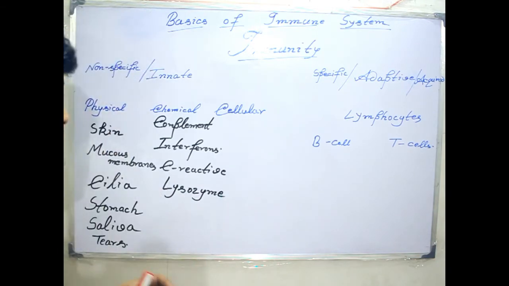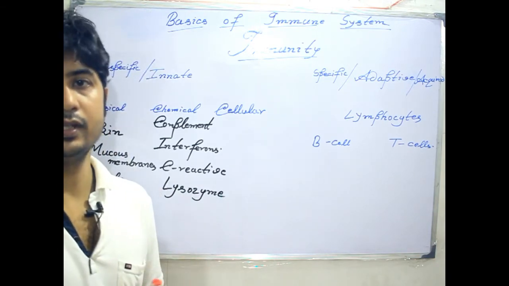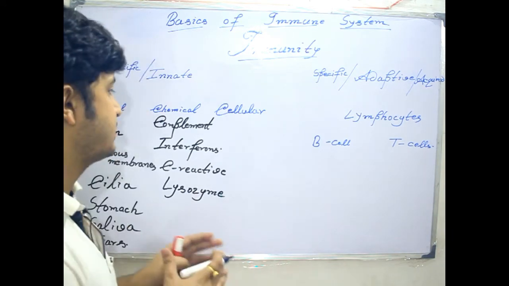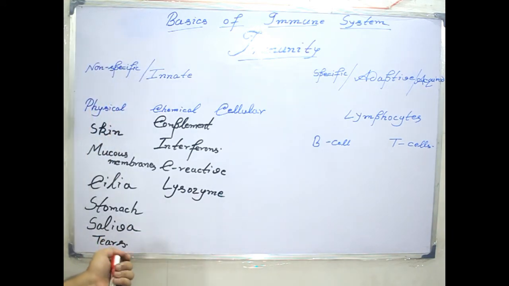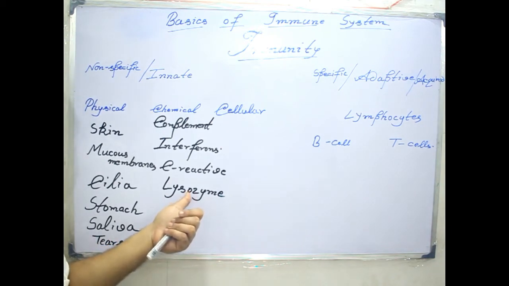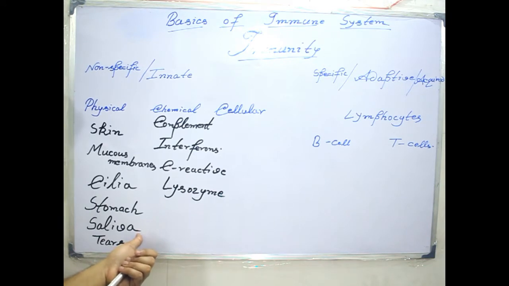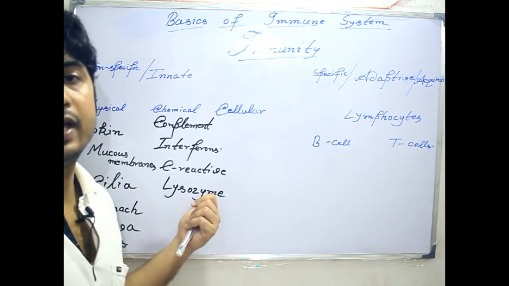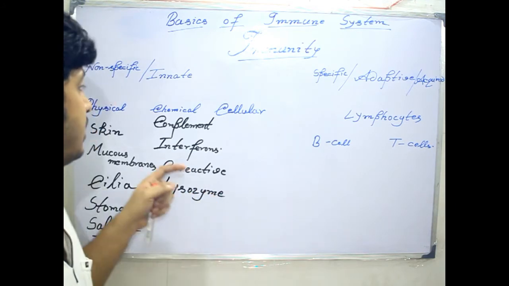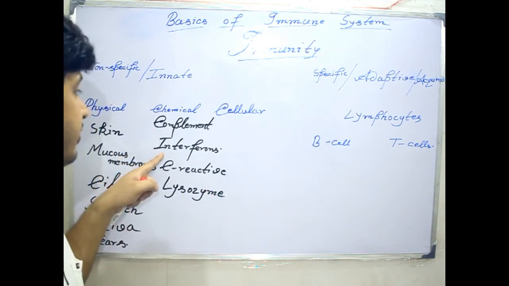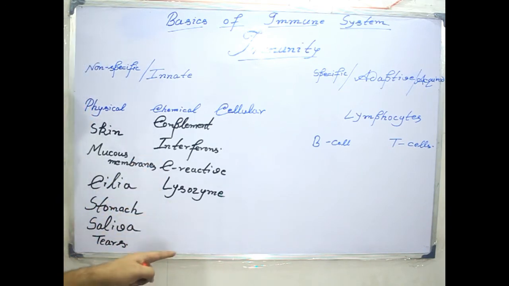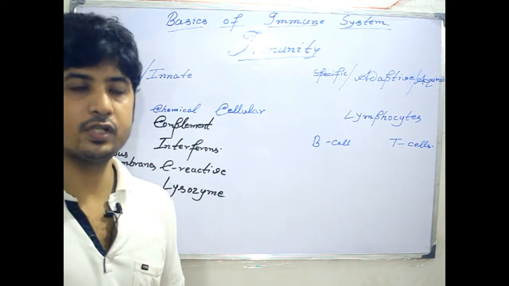Whenever it encounters anything, it will attack the pathogens. It is present, like I said, in saliva or tears that contain lysozyme. So this anatomical barrier works as an anatomical barrier because of this enzyme. Now complement, interferons, C-reactive proteins, lysozyme, all are present in a chemical form to protect you.